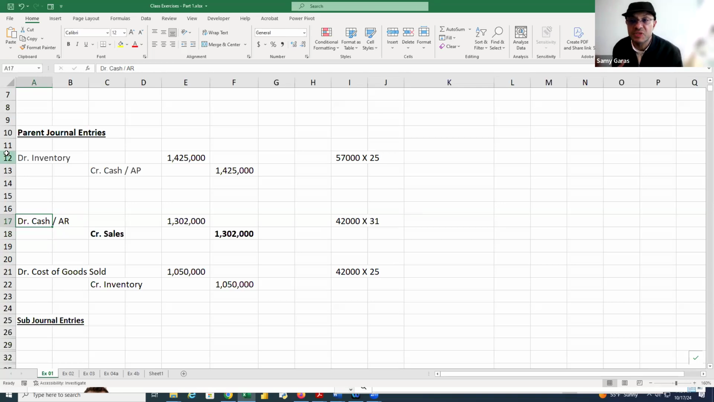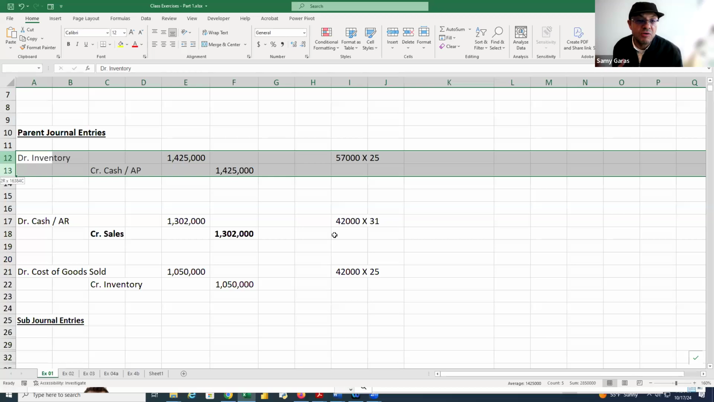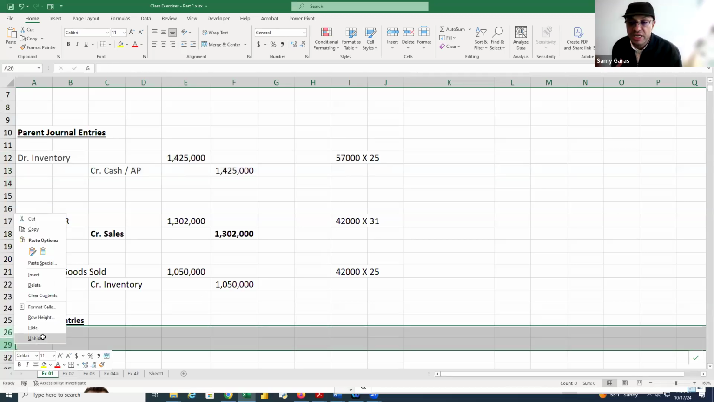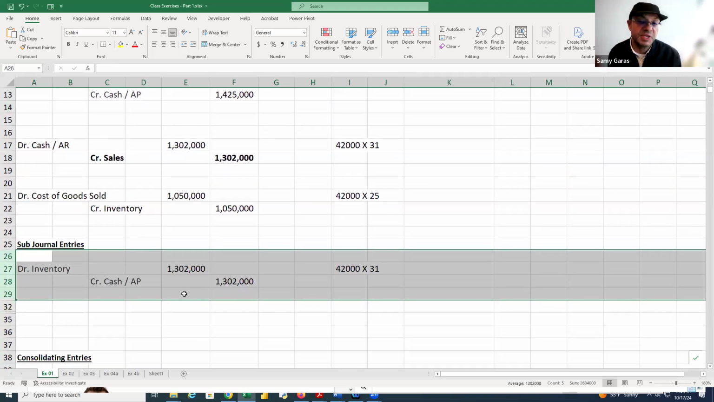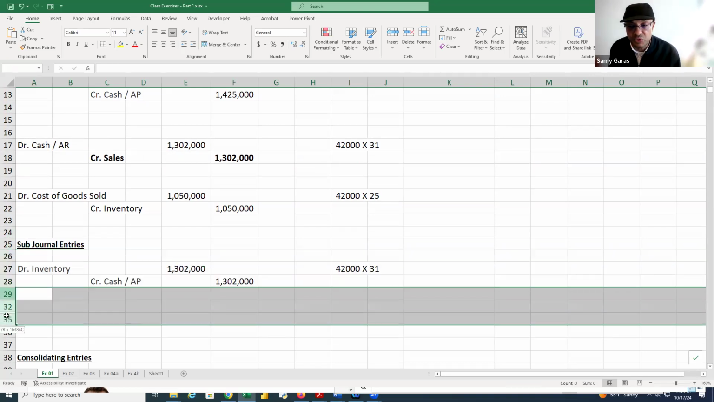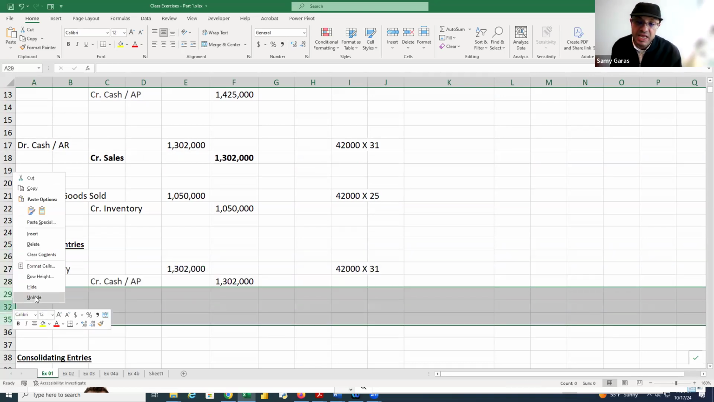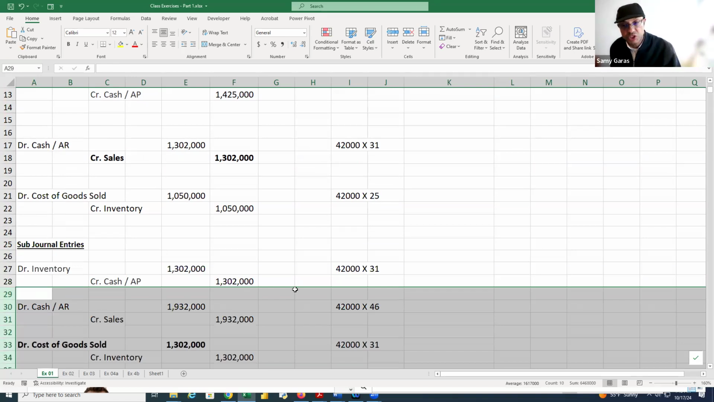So we assume the subsidiary is going to make this journal for the 42,000. Here we debit inventory, credit cash or accounts payable, by 42,000 times 31, because this is the cost price for the subsidiary. And then the subsidiary will sell it to the outside client, and here we make 2 journals. We debit cash, credit sales by the selling price 46. And we debit cost of goods sold, credit inventory by the cost price 31.